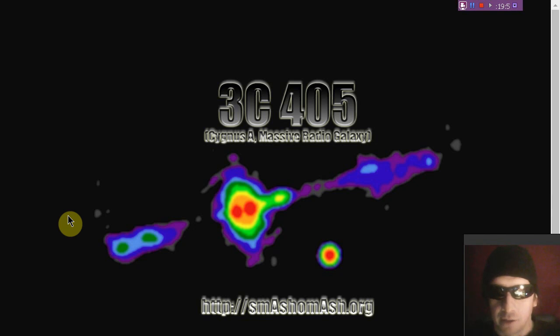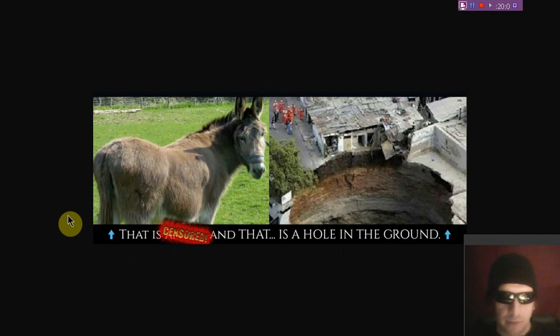And welcome to the That Is Censored and That Is a Sinkhole, the vulgarity-free section where I nearly fall off the chair and attempt to get folks to differentiate between their you-know-what and a hole in the ground.